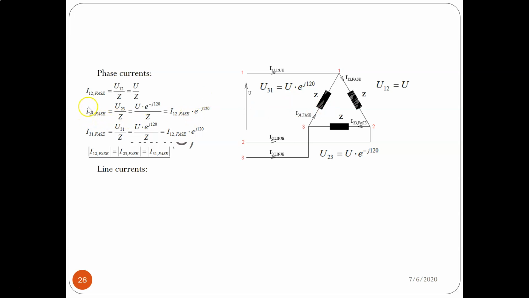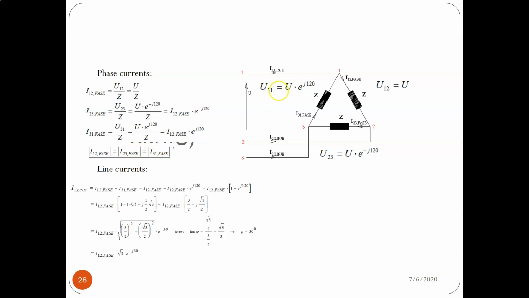And the same we can do for current phase 2-3 and 3-1. And they all can be represented from the first phase, just with the 120 degree displacement of the vector. So each phase has the same magnitude of current, as you can see.